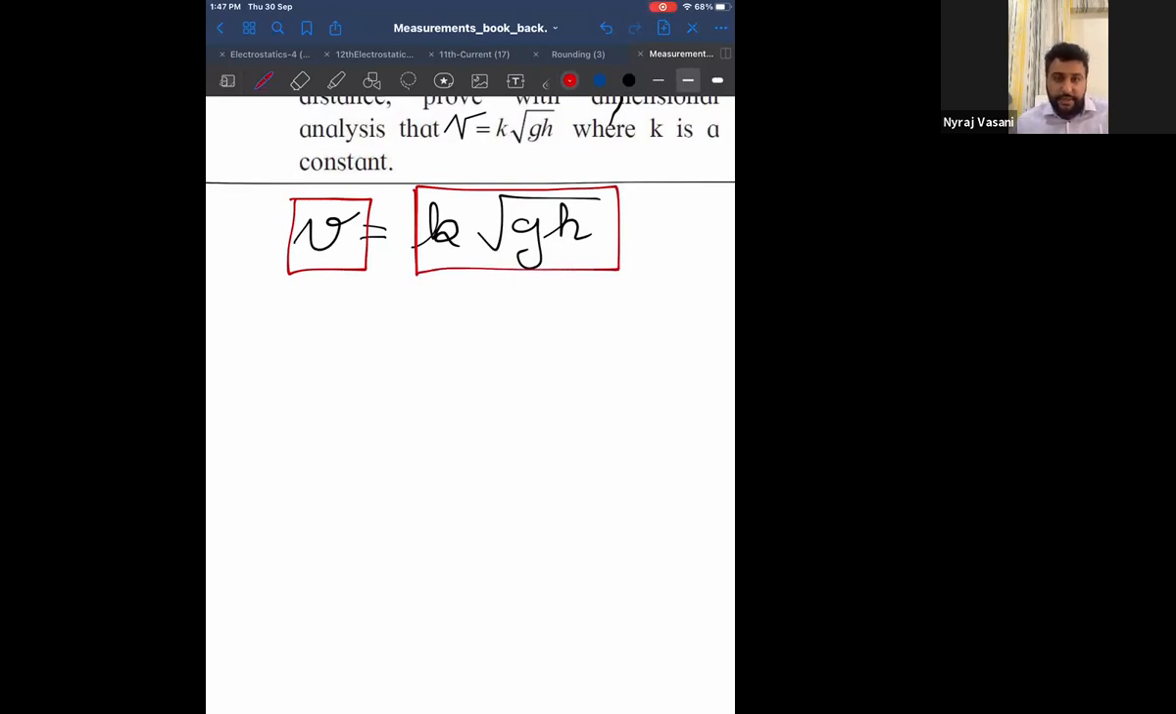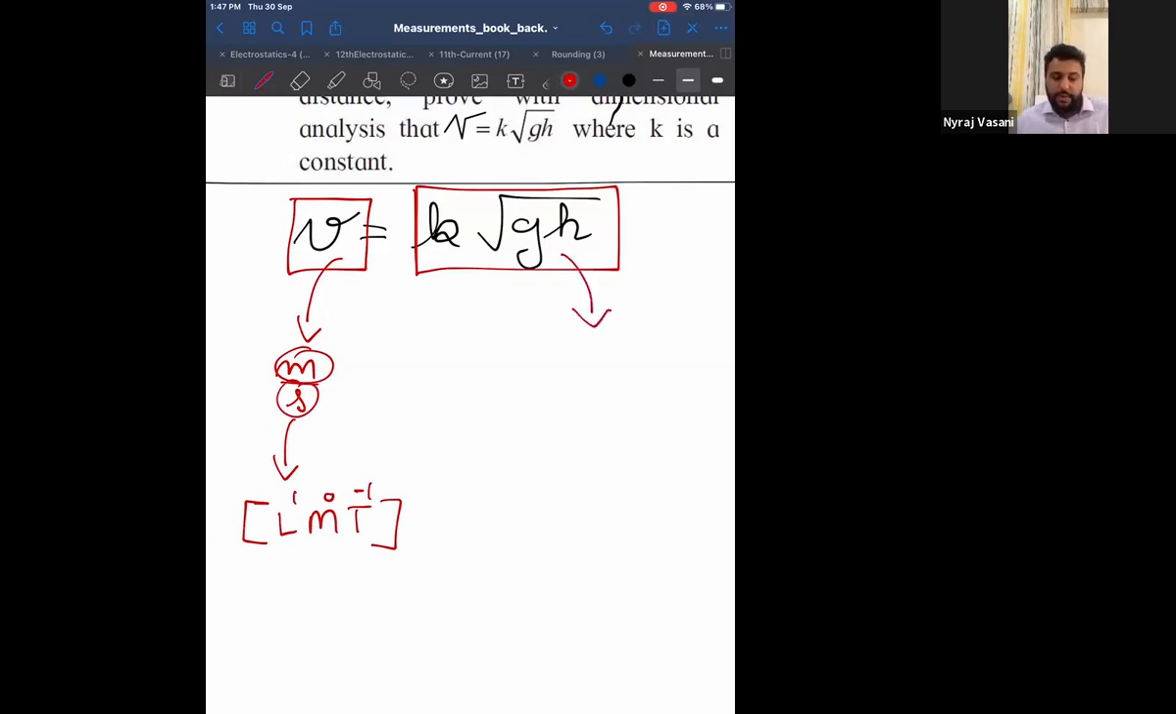Therefore, Jenny, listen to me carefully now. V is meter per second, correct? Velocity. Now, what is meter per second? Meter per second is L M T. Meter is length, mass is 0, second is T power minus 1. So one dimension we got.